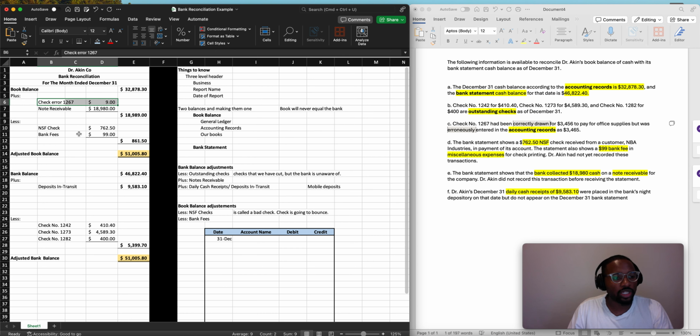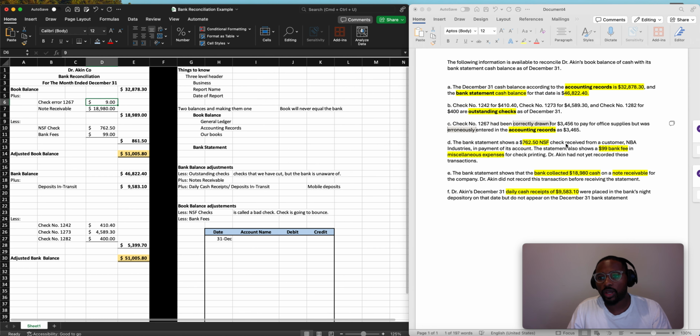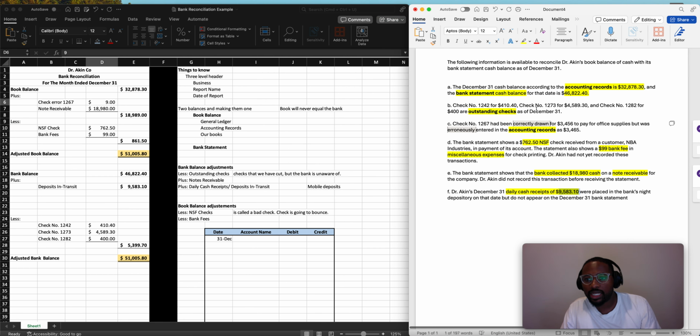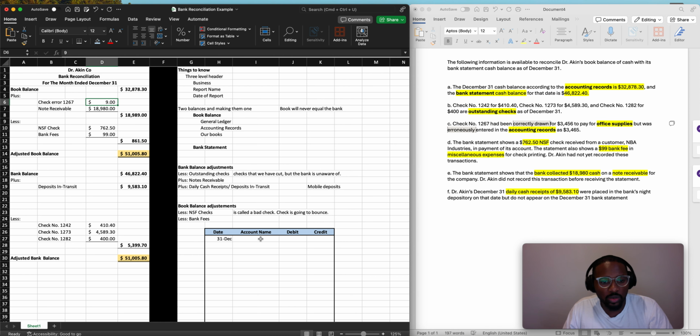So the first journal entry we want to do is this check error for $9. So if we go back to the problem, it says that right here. We were essentially trying to pay for office supplies, right? That's what we were trying to do. So what do you think we're going to debit here?